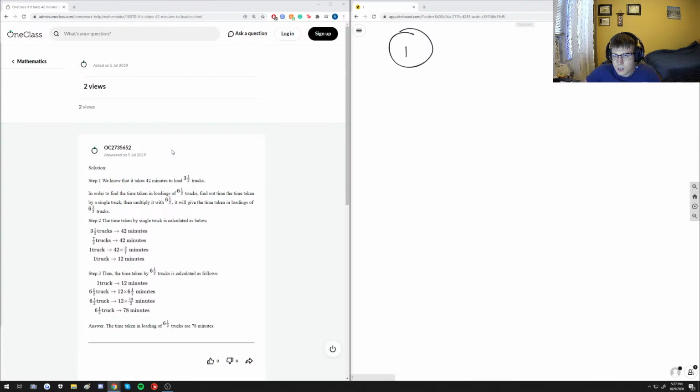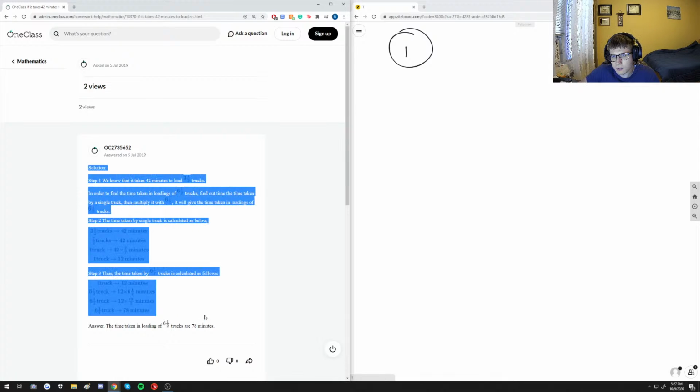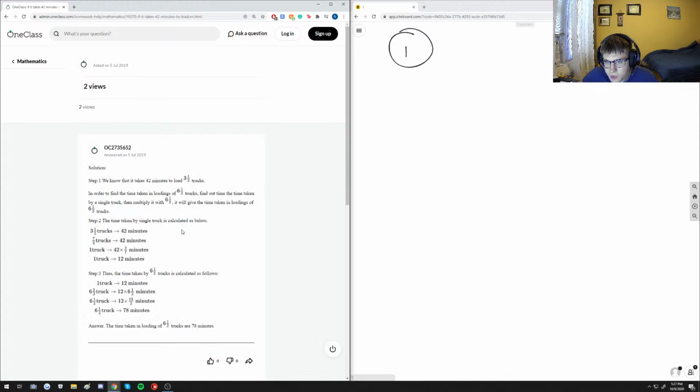So the first problem that we're going to deal with here, there isn't any explicit problem up here, but I'm just going to follow through what was written down here and see if I can infer what the problem is. So we know it takes 42 minutes to load 3.5 trucks. So let's do 42 minutes for 3.5 trucks. Okay, so we want to find the time taken in loading of 6.5 trucks.